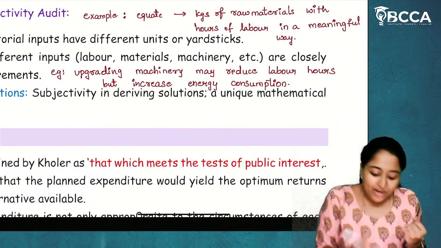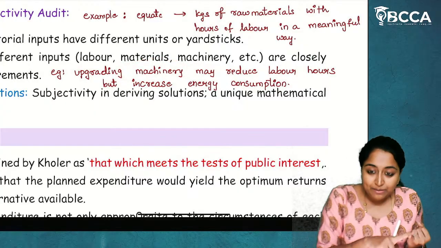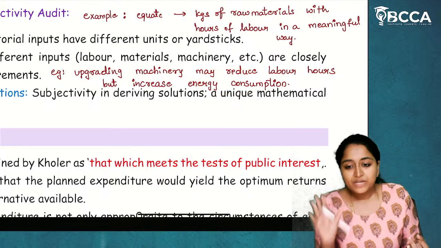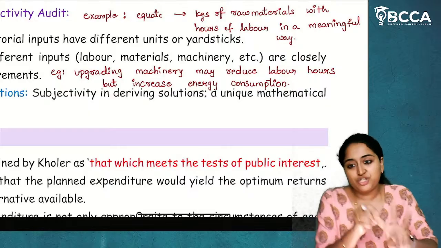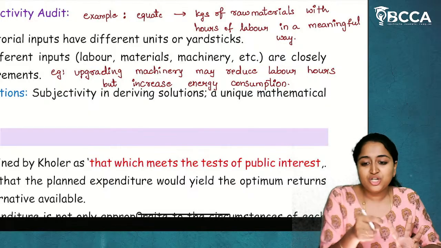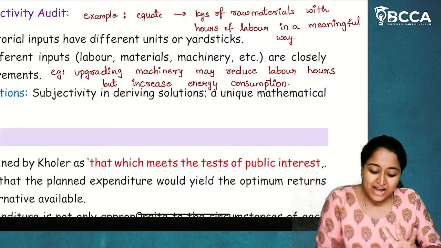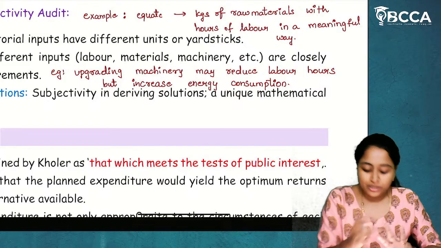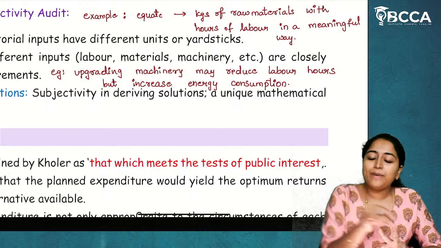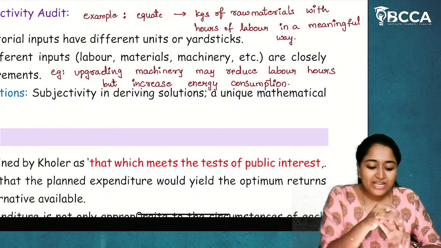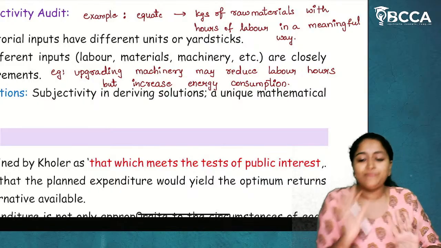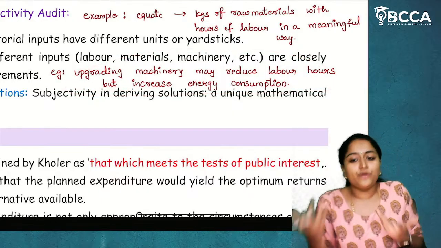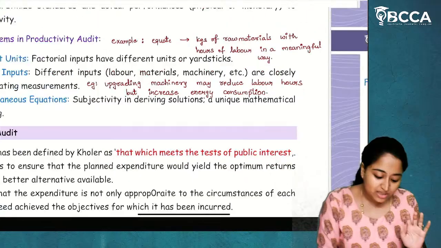For example, if I am trying to upgrade the machinery, by upgrading machinery my labor hours will reduce, but my energy consumption will increase. So now here I have three elements. One is machinery. How will machinery be measured? Based on how many machine hours it is running. And labor hours: how many laborers are working, man hours, or how much amount I am paying to the laborers. Based on that I will measure it. And energy consumption: how am I going to measure the energy consumption? So for each and every element, I have a different unit of measurement. Now, as a combination, if I am going to assess this transaction, how am I going to do the evaluation? That is a bit difficult task. So it is a limitation.